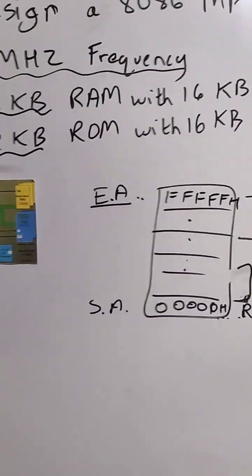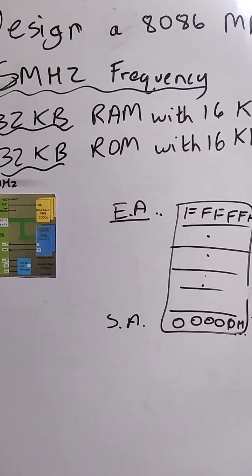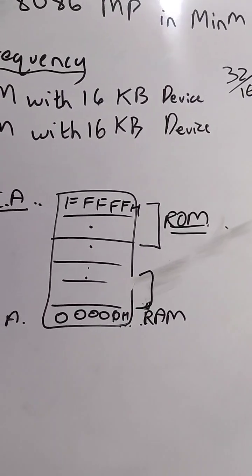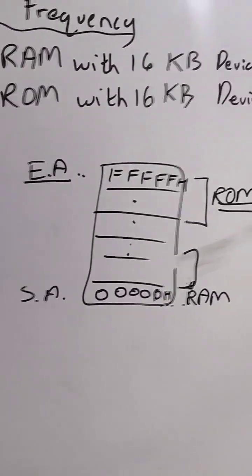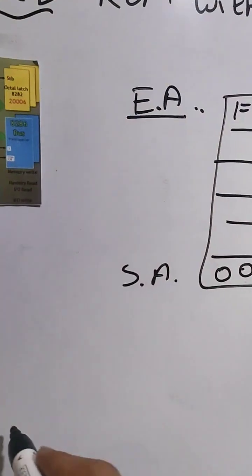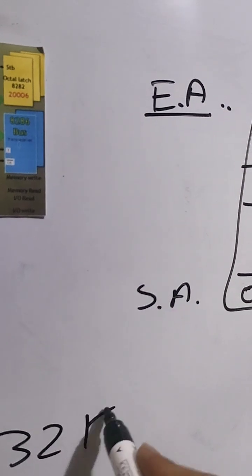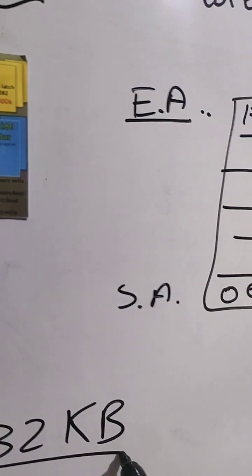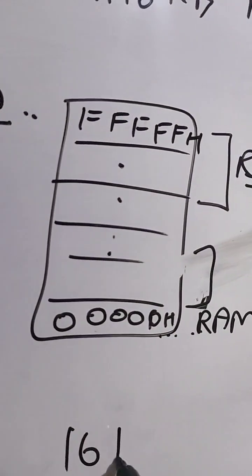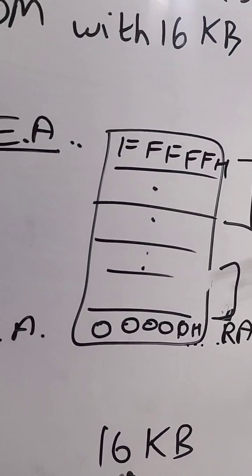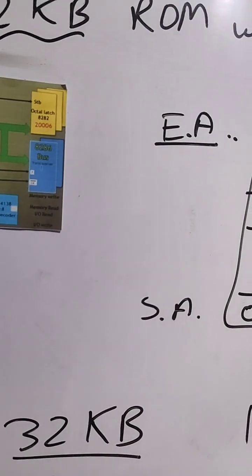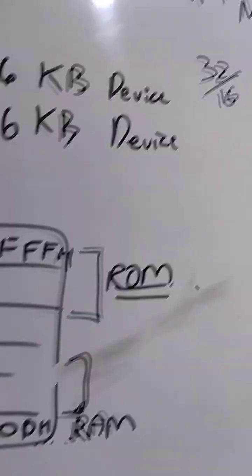So now they have told us to firstly design 32 KB RAM with 16 KB devices. So let's look at the RAM part of it first. So 32 KB of RAM, right? This is the total thing we need, and we have available 16 KB devices. So we need 2 devices to get a total of 32 KB, as we calculated over there.